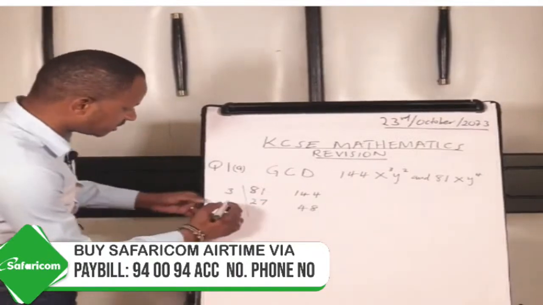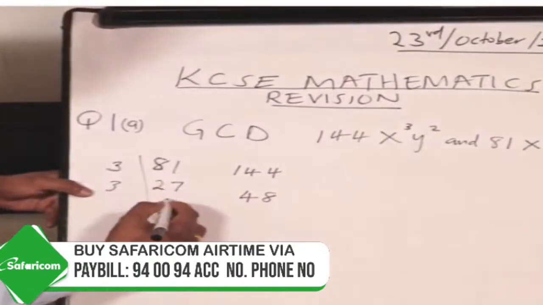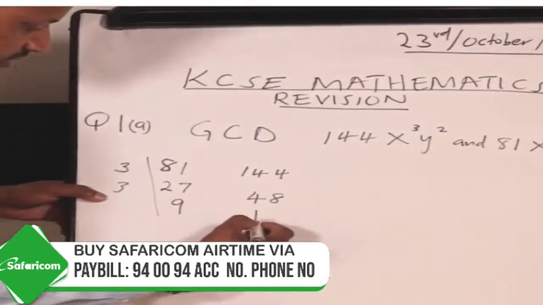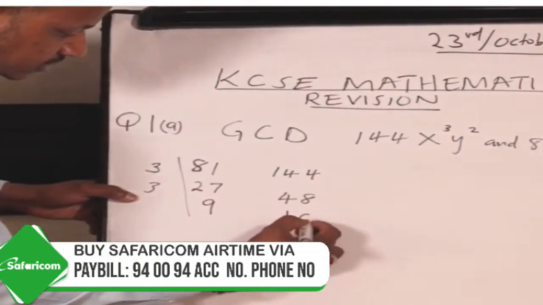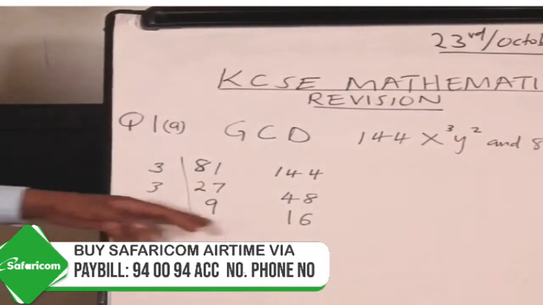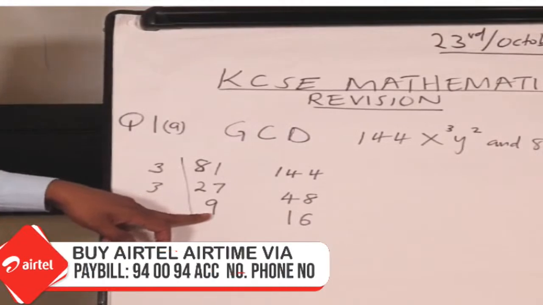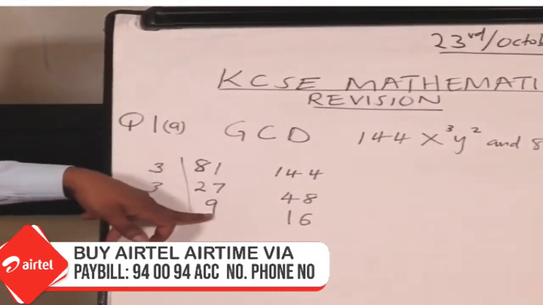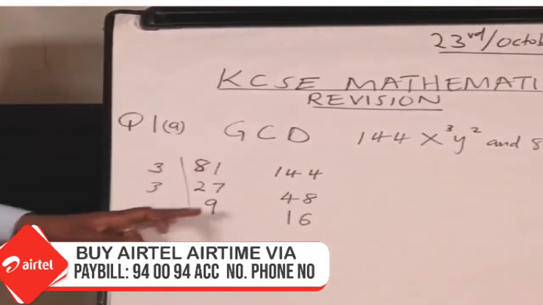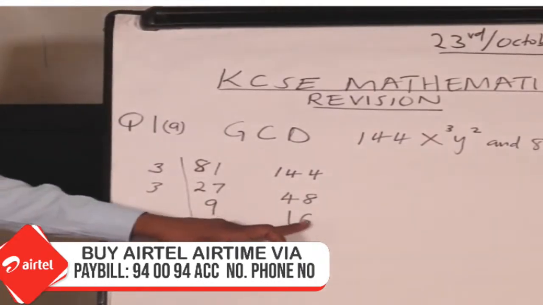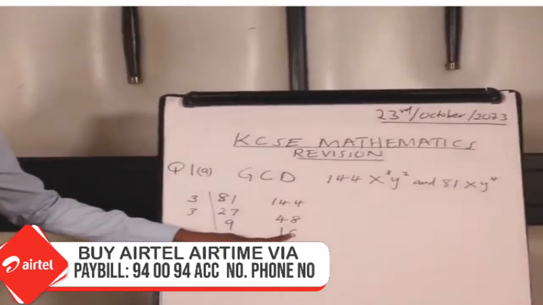3 goes into 27, 9 times. 3 goes into 48, 16 times. So it goes there 16 times. Can 2 go into 9 without a remainder? It can go into 9, but there will be a remainder. Can 3 go into 9? Yes, it can go. Can it go into 16 without a remainder? There will be a remainder.